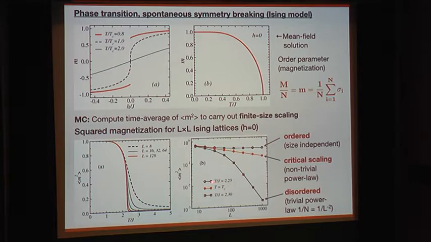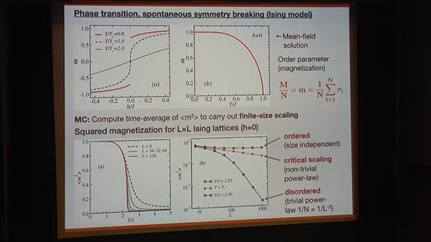If we are above TC, then M squared should just decay to 0 as a function of size. And that will actually happen with a trivial power. It will always go like 1 over the system size. If we are in the ordered phase, of course, we eventually converge to some value. As you see here, if we are far below TC, the convergence is very fast. If we are closer to TC, the convergence will be slower.